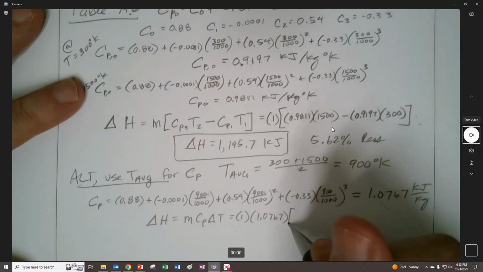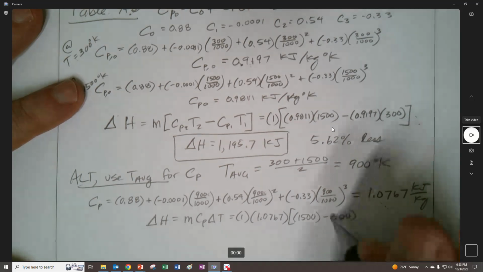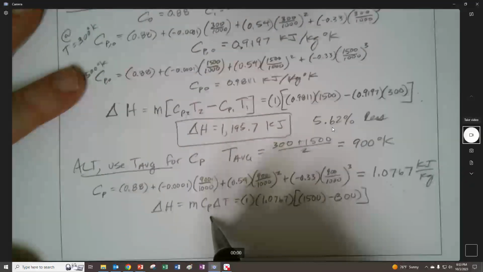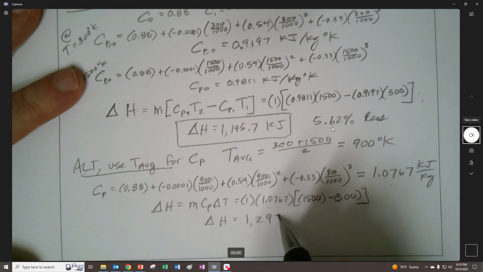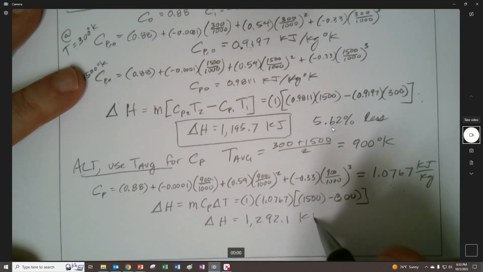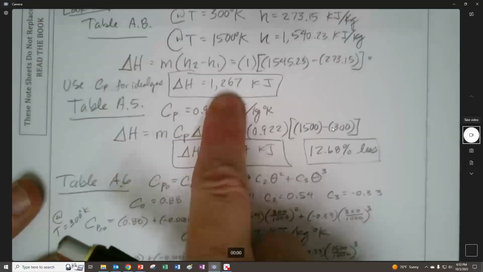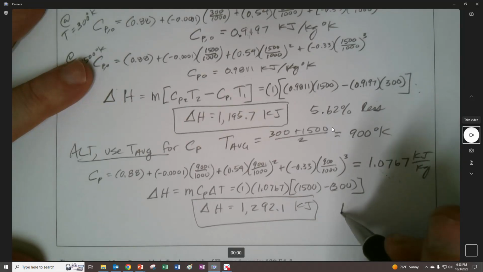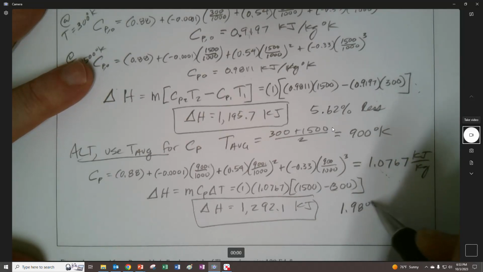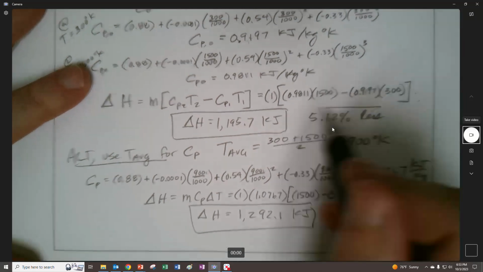All right, and then the temperature change is going to be 1500 minus 300. And then interestingly, it gives us 1292.1 kilojoules, which is darn close to what we had up here. In fact, we're just a little bit over, like 1.98% more.